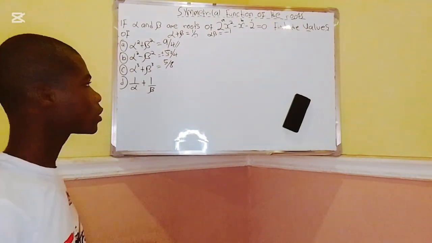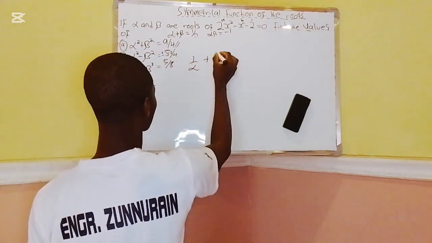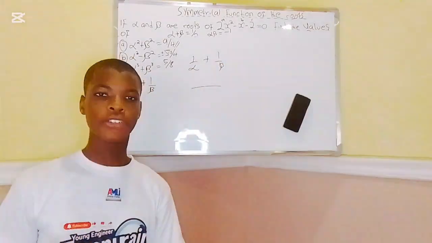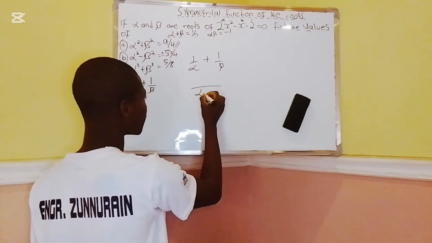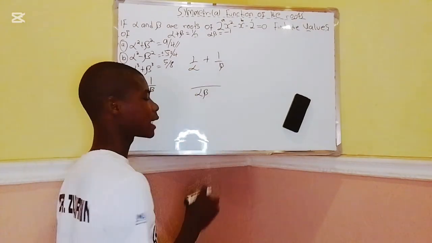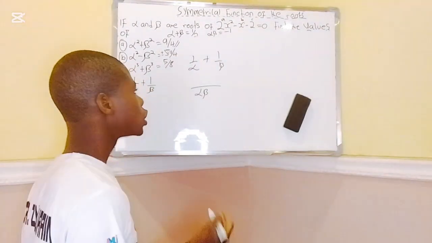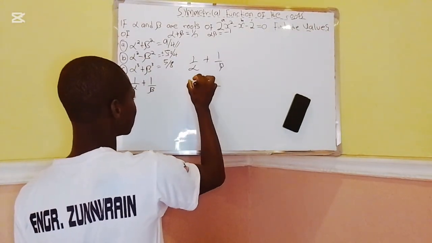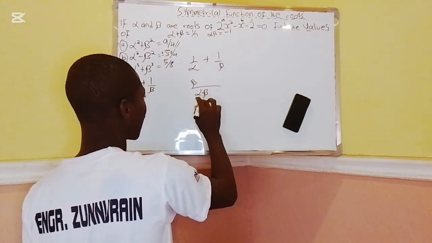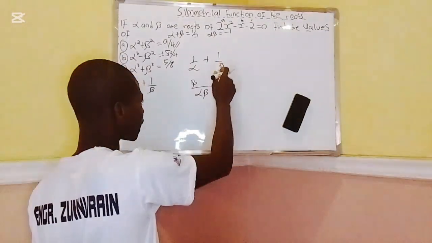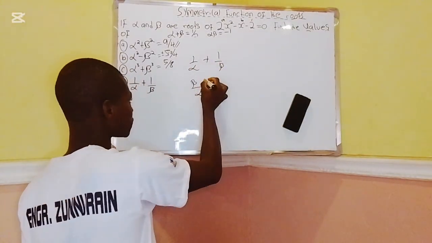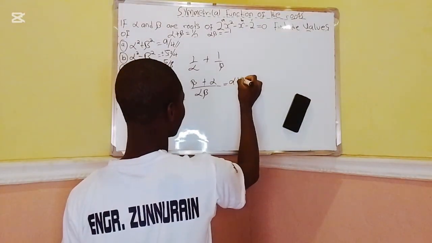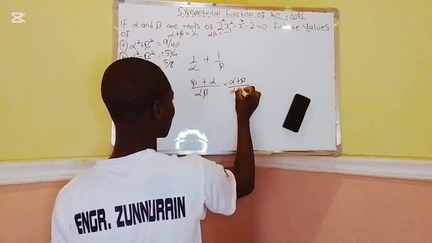So what of 1 over alpha plus 1 over beta? It is very easy. I'm just going to look for the LCM, which is alpha beta. Alpha beta into alpha gives me beta, so beta multiplied by 1 is beta. Alpha beta into beta, the beta will cancel, I will be left with alpha. Alpha multiplied by 1 is alpha. So it's the same thing as alpha plus beta divided by alpha beta.